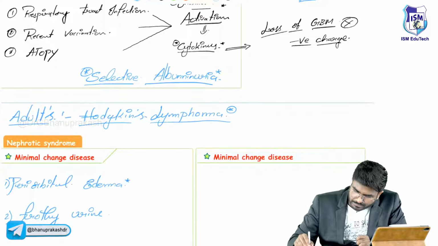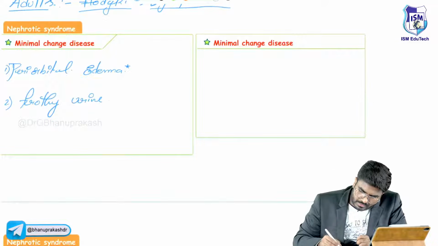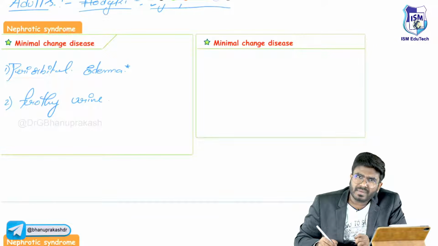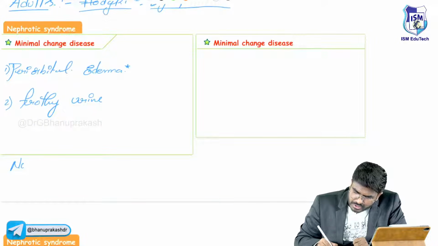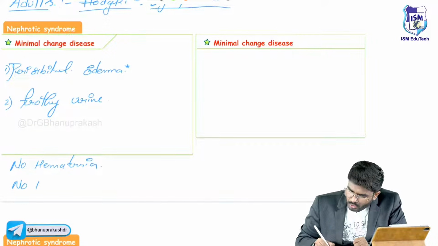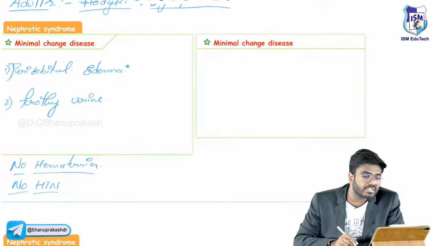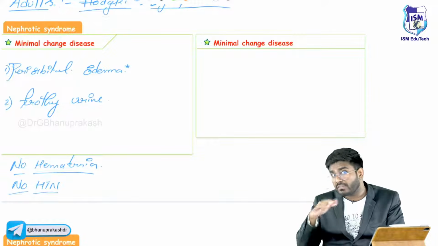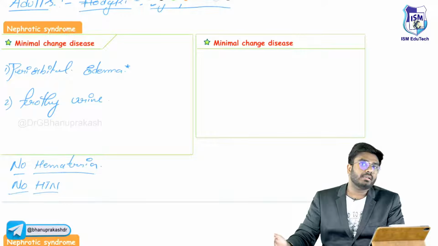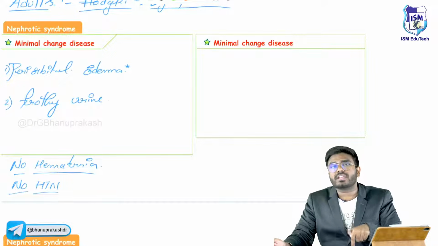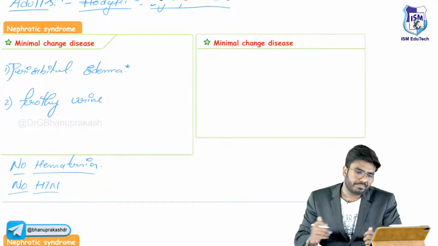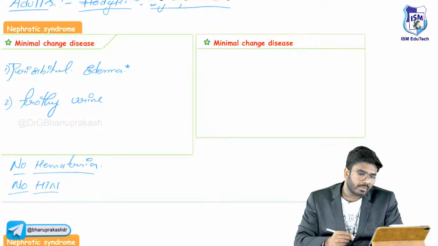So in this condition, hematuria, blood loss in the urine, is not there. No hematuria. Hypertension is not there in the baby either. Hematuria and hypertension are seen in nephritic syndromes, which are different. These are nephrotic syndromes, where proteinuria is more dominant. These are some important points I want you to know.